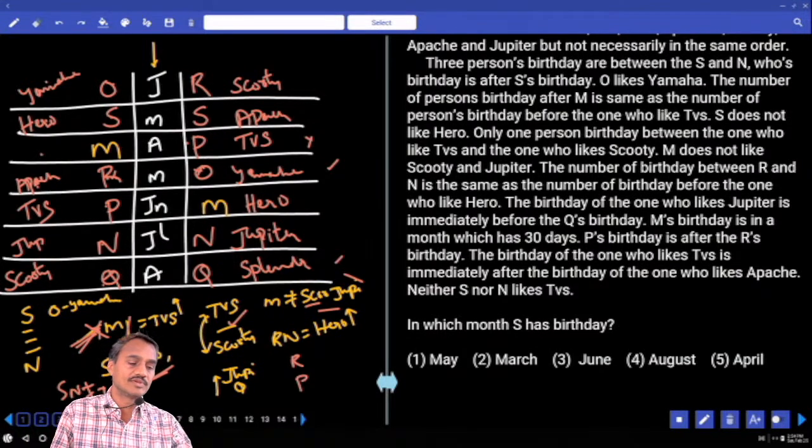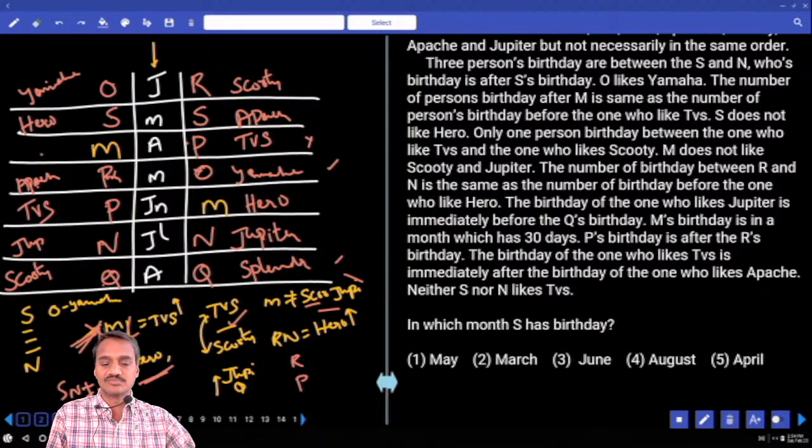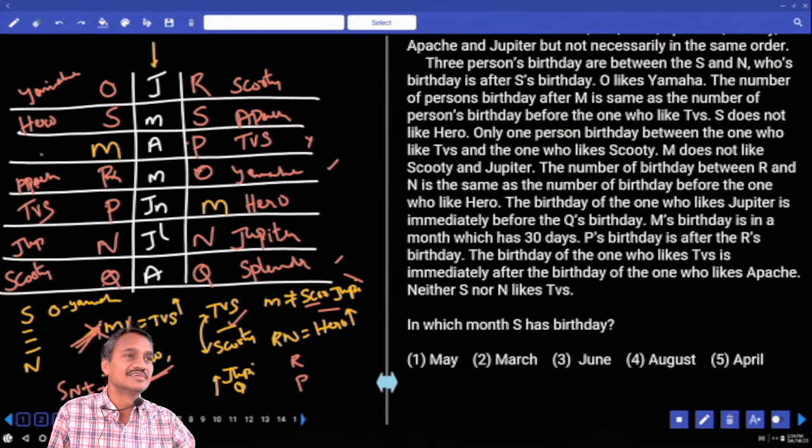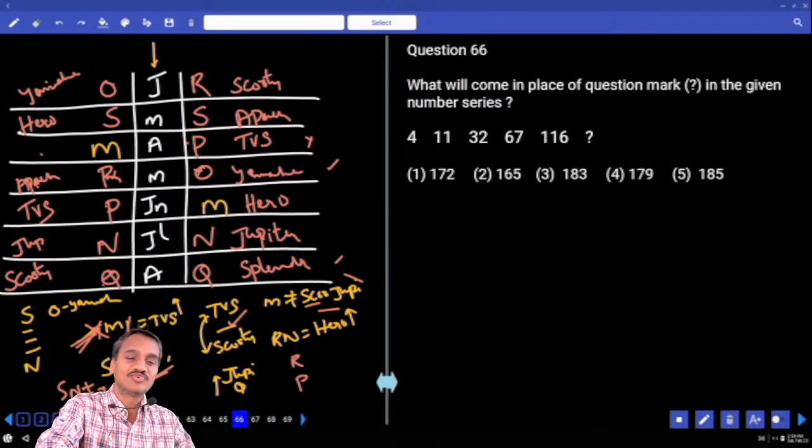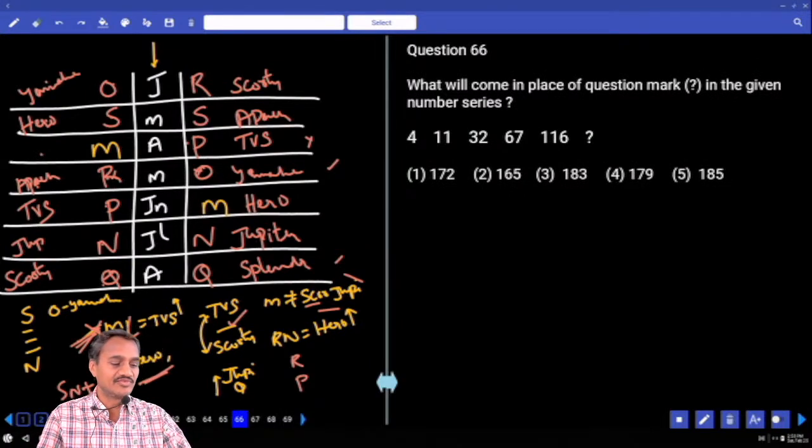Then my next one is number series, question number 66. The series is 4, 11, 32, and so on. Now we need to find out the next number. My next number would be based on a difference, product or combination. Looking at the start, 4 to 11, it is not doubling, hence it must be difference.